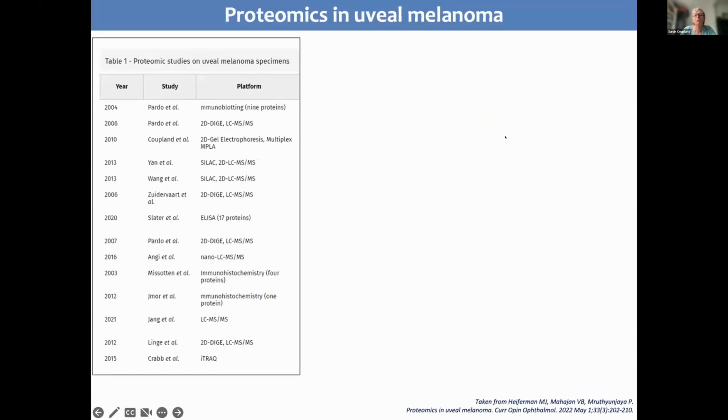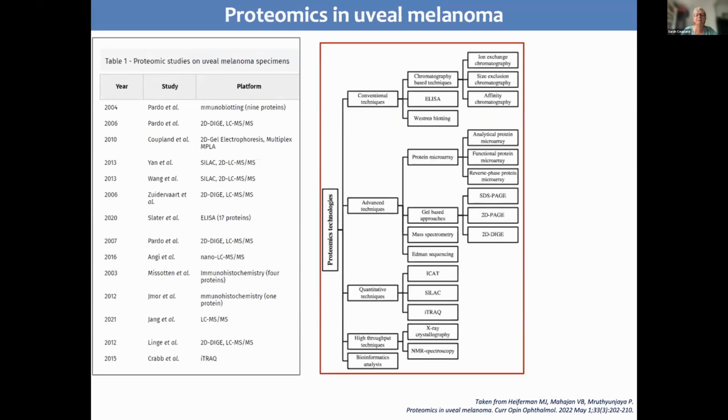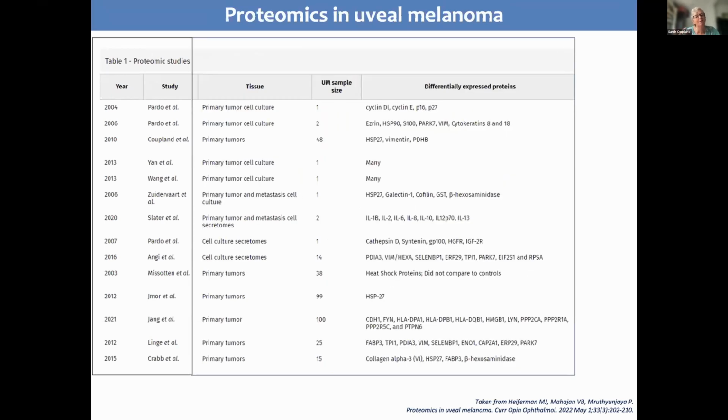So when it comes to uveal melanoma, there have been a number of studies over the years using a variety of different techniques. And I'm just going to go through some of the studies to outline what has been revealed through the differing techniques, on the basis of cell cultures, cell lines, primary tumors, and in some cases, but very limited, metastatic material.